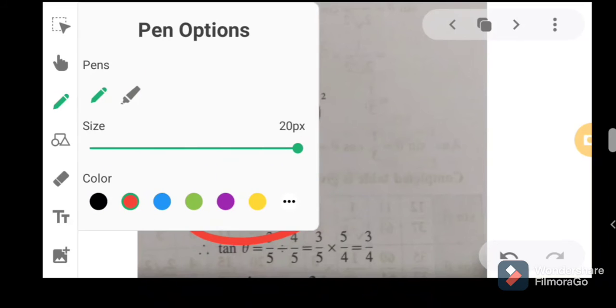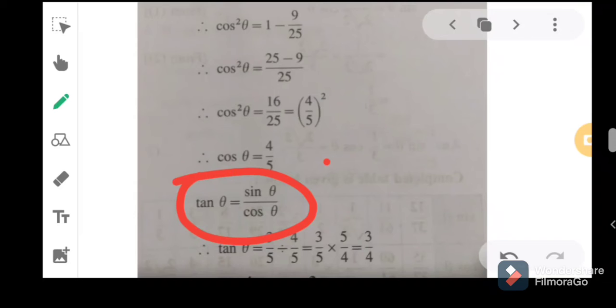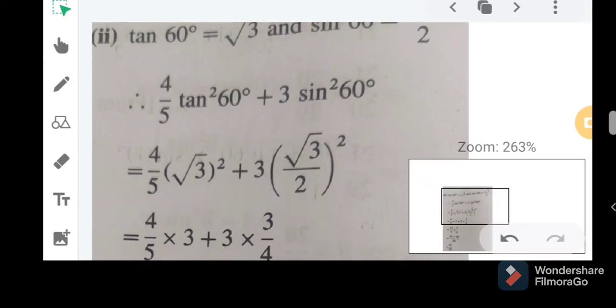So what happens, friends? Here sin theta is 3 by 5 and cos theta is 4 by 5. Sin theta divided by cos theta, that is 3 by 5 divided by 4 by 5. Here we take this one multiplied instead of division, so this becomes 5 by 4. 5 divided by 5 is 1, so 3 upon 4. So the value of tan theta is 3 by 4.